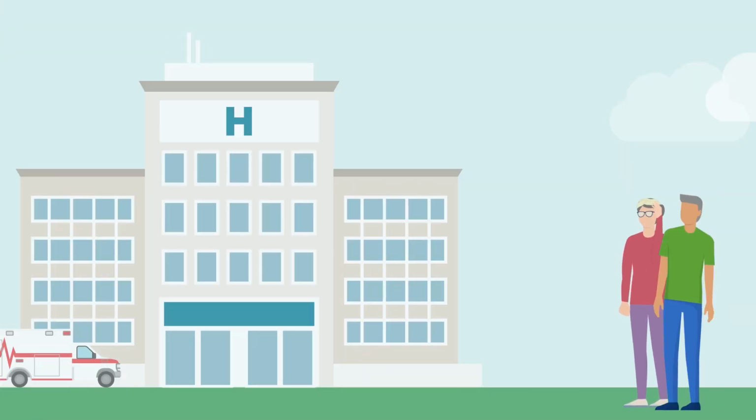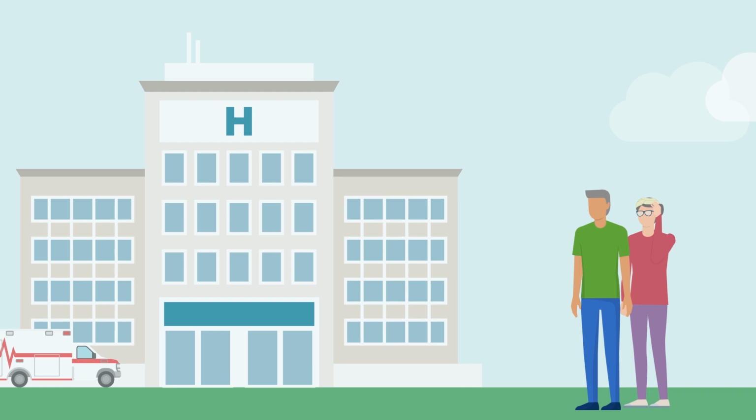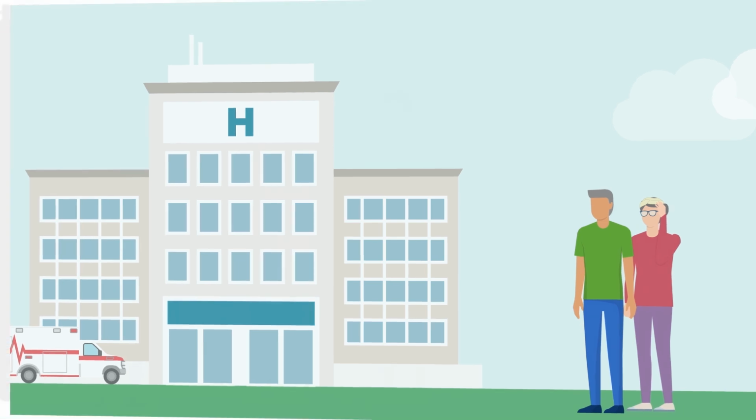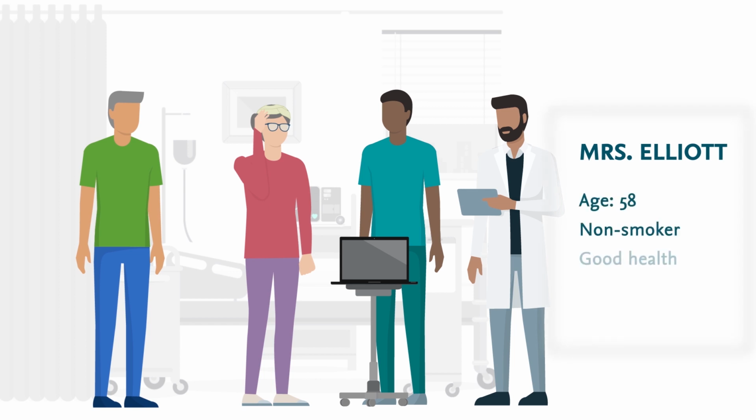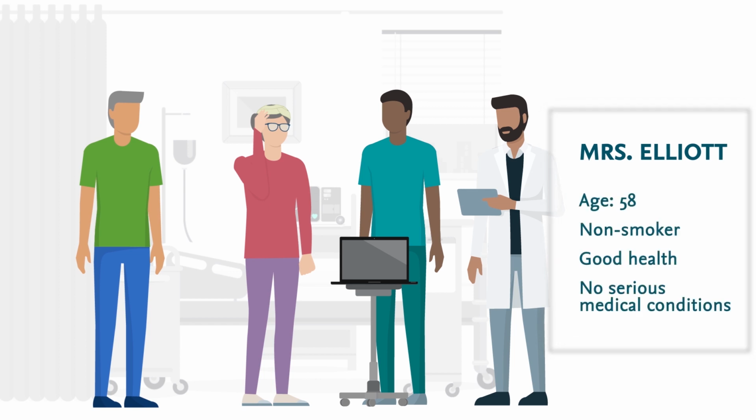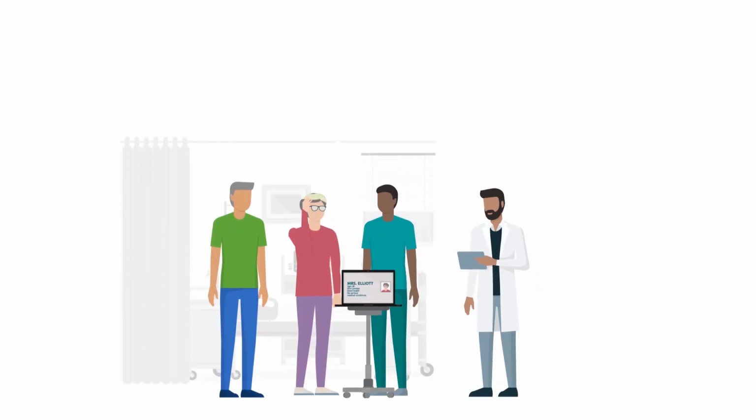Meet Mr. and Mrs. Elliott, whose journey begins when Mrs. Elliott enters the ED with a head injury after a fall. As the ED nurse does a physical assessment, the ED physician reviews the patient's profile and sees that Mrs. Elliott is a non-smoker, in generally good health, with no family history of serious medical conditions. However, Mrs. Elliott's husband explains that his wife has recently been experiencing confusion and memory loss.